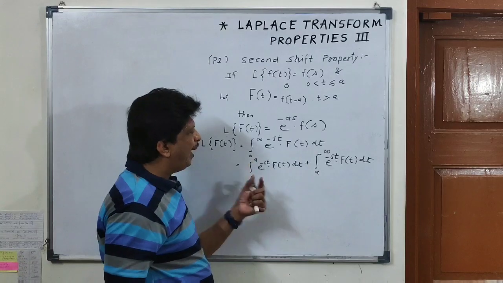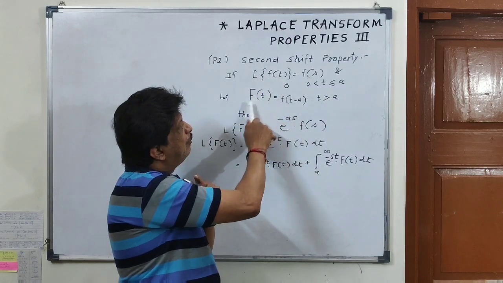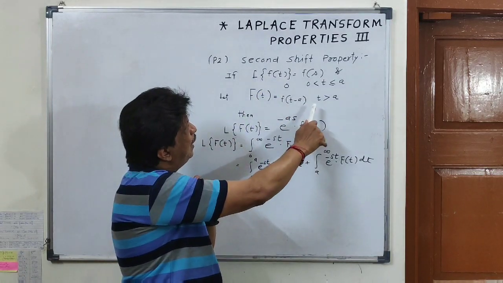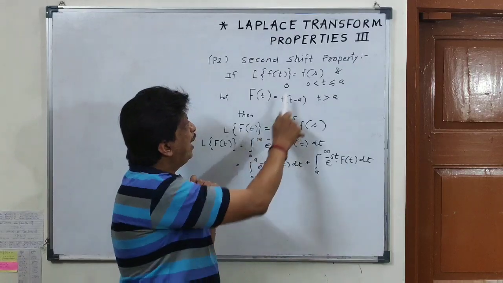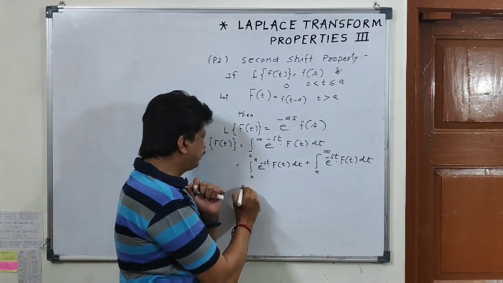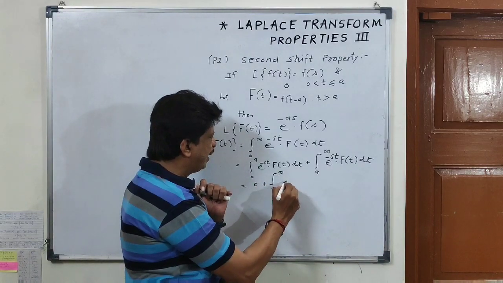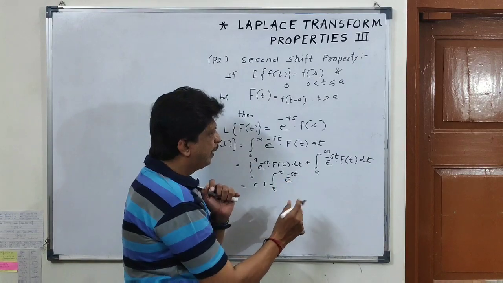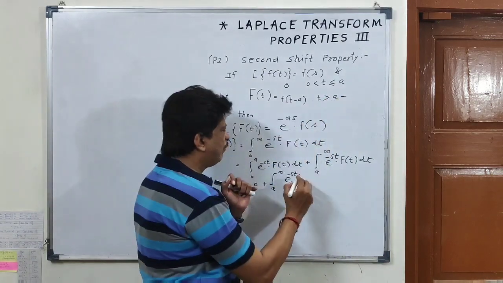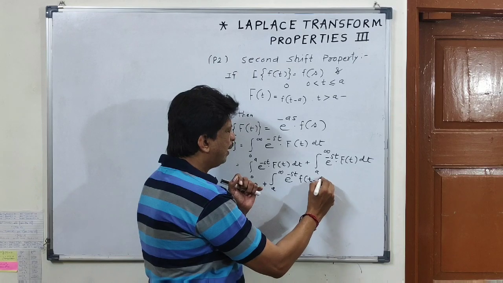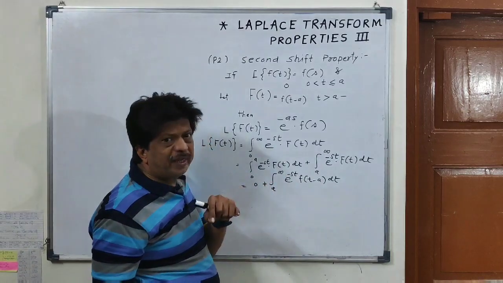In this interval 0 to a, this capital F of t function takes the value 0. So the first integral is 0, plus the second integral is integral a to infinity e raised to power minus st, and in this interval a to infinity, from a onwards the function is f of t minus a. Value of capital F of t is this. Now we would be evaluating this integral.